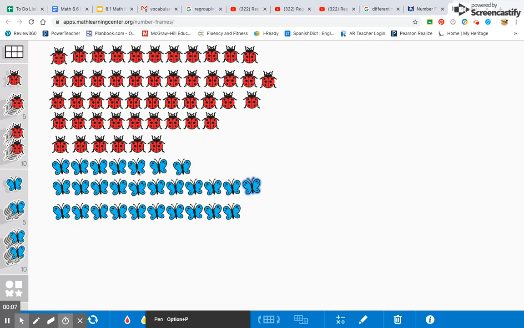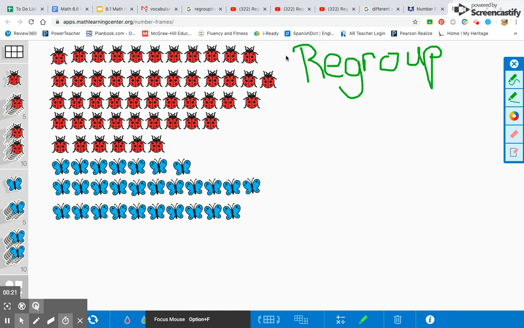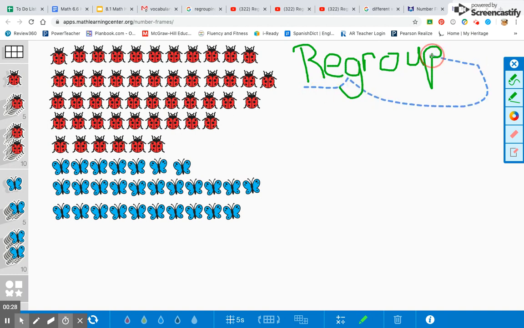We have some ladybugs and we have some butterflies, and we're gonna practice a new skill called regrouping. I'm gonna go ahead and write that word right now. So I went ahead and I wrote the word regroup. You can see it right here, regroup. So you know that the word part re means again, and group means to put things in a group. It means we're going to group things again.